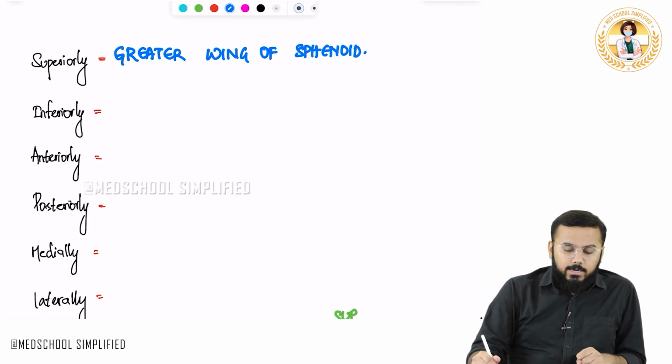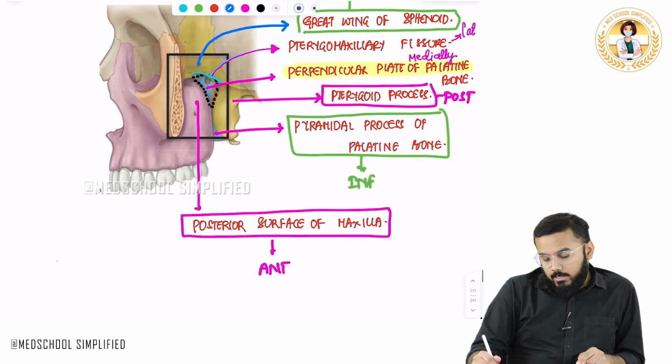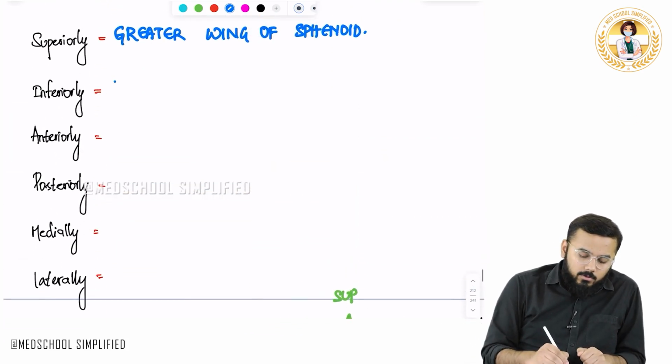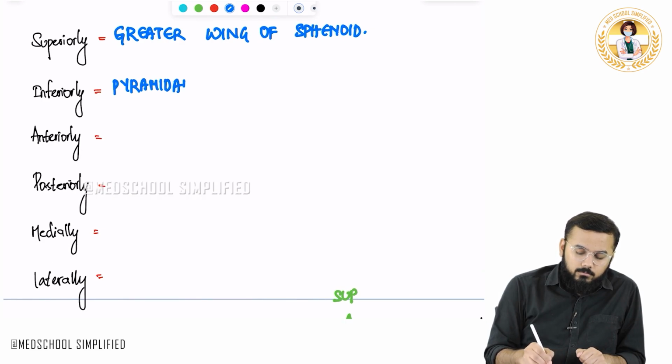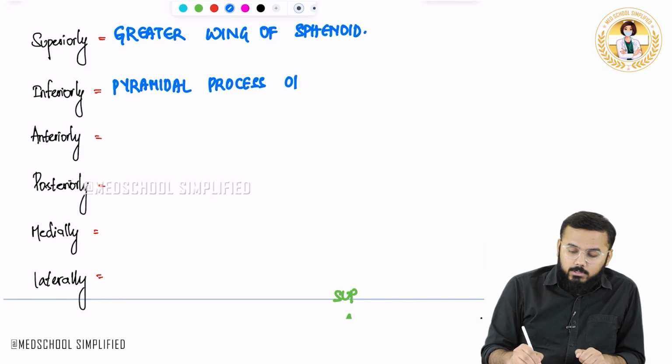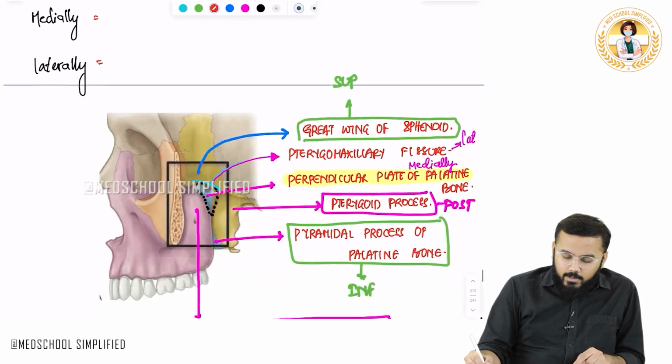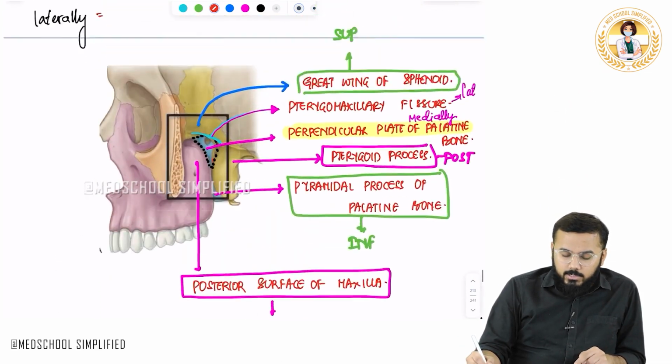Next, after the greater wing of sphenoid, inferiorly what do we have? Inferiorly we have got the pyramidal process of the palatine bone. The pyramidal process of the palatine bone is located inferiorly. Next, anteriorly what do you have? Anteriorly you have got the posterior surface of the maxilla.